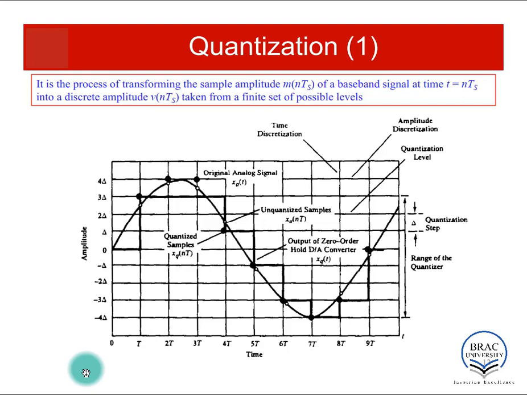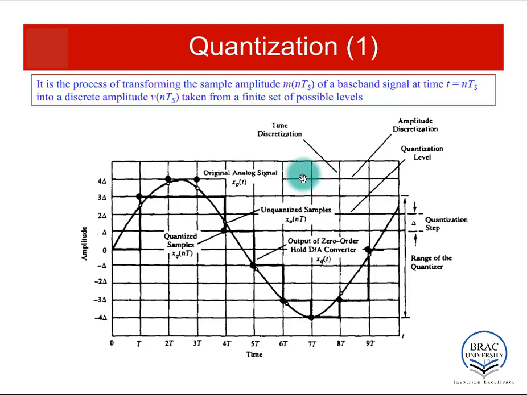Sampling was basically discretizing the signal in the time domain or time axis, and quantization is discretizing the signal in the y-axis or in amplitude. So let's see how it is done. A basic signal is shown here to demonstrate the sampling and quantization process together. Let's say this black line, this sine wave, is the signal, and we are going to first sample it and then quantize it.